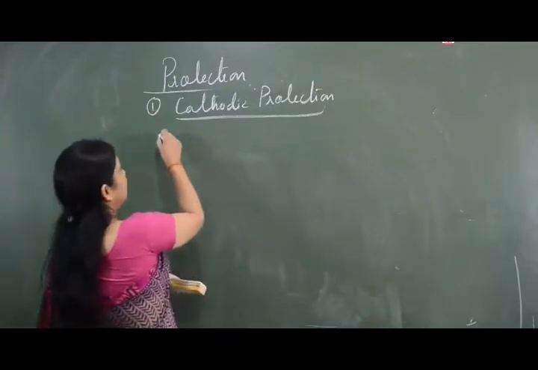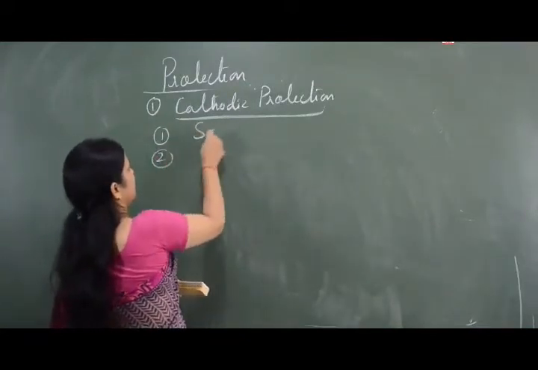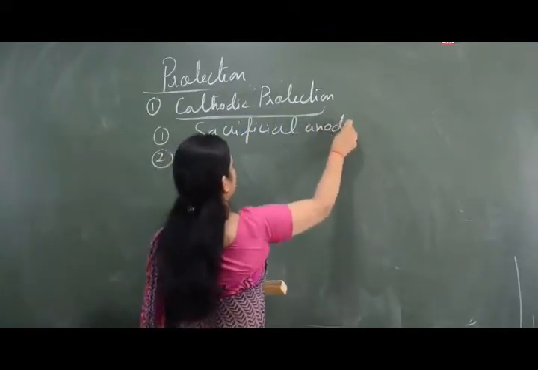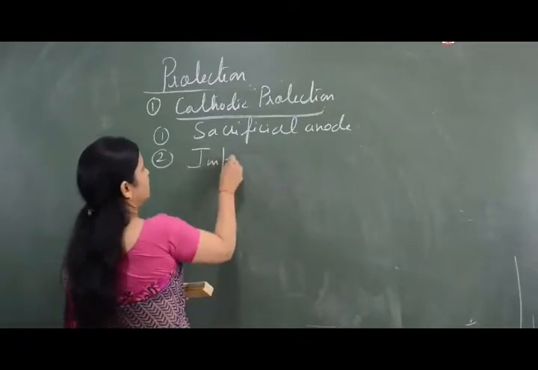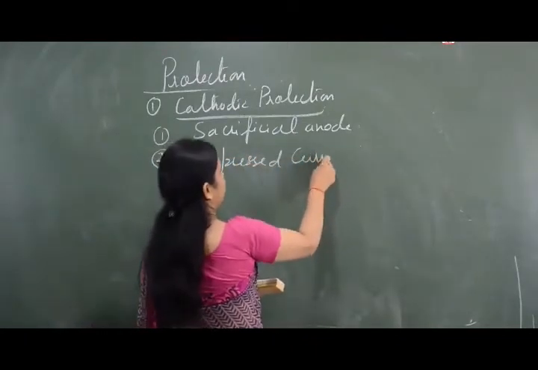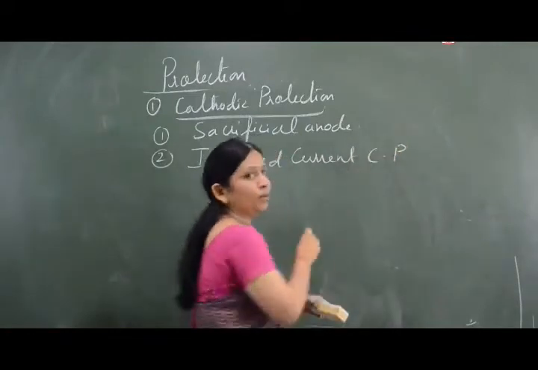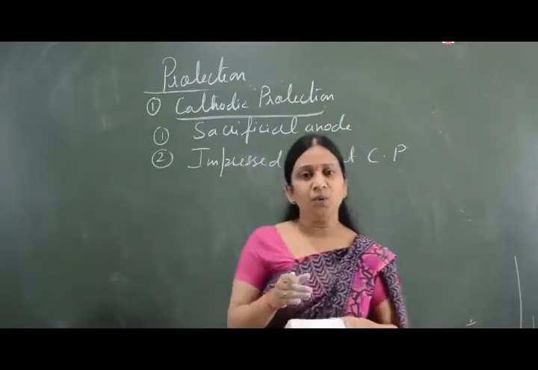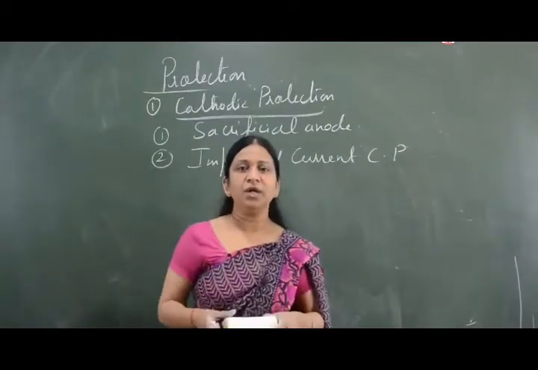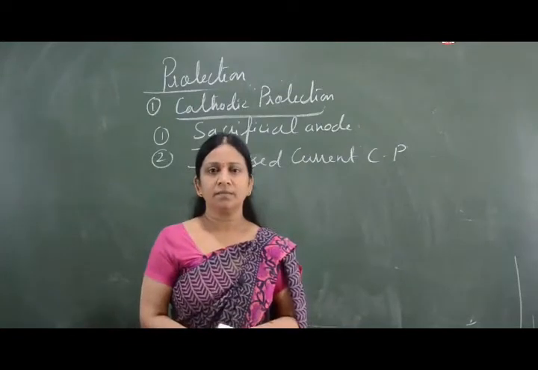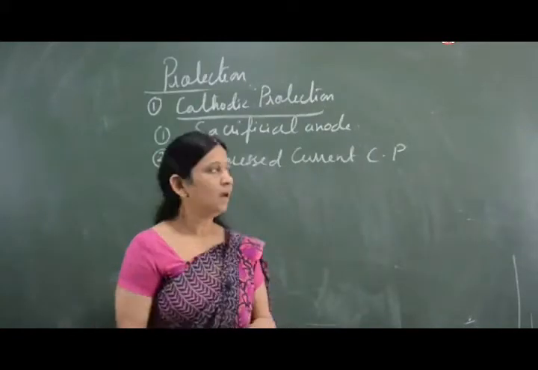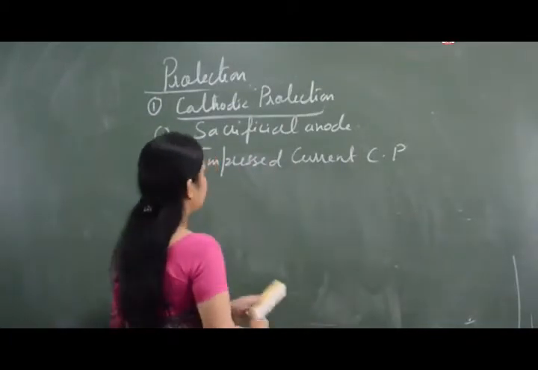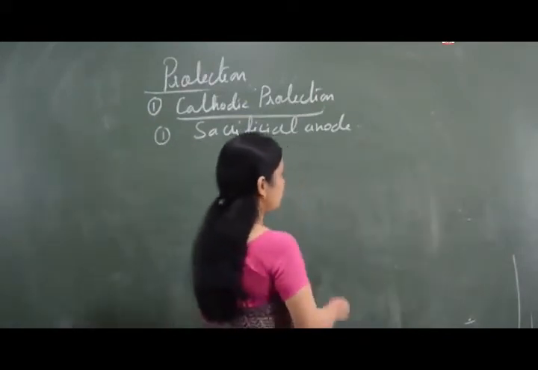Now the cathodic protections are of two types. First is sacrificial anode, and second is impressed current cathodic protection. So these are the two types of cathodic protection, sacrificial anode and impressed current cathodic protection. First, I take up sacrificial anode.